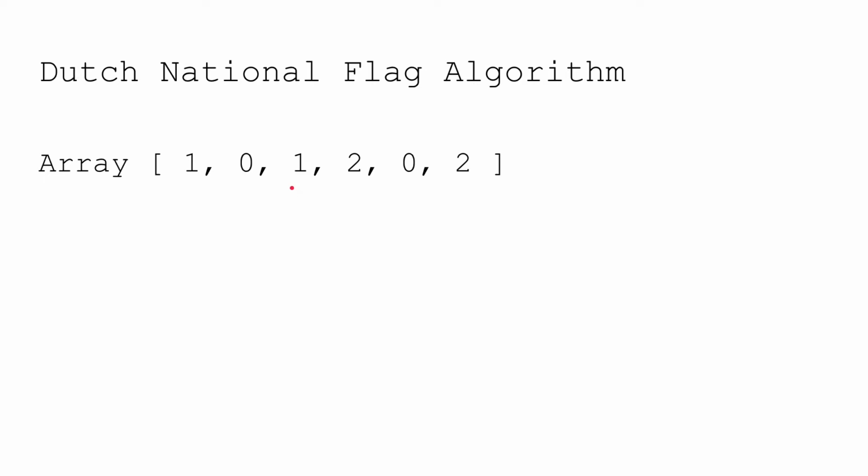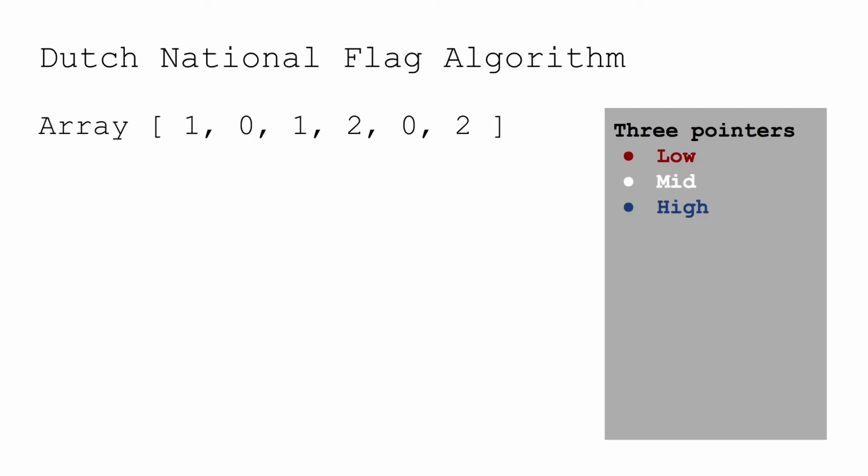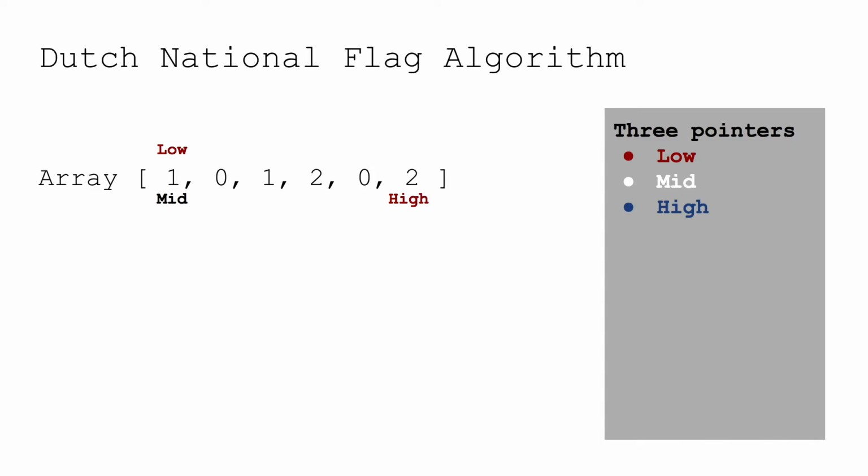For example, let's say you have this array, right? And we want to sort this array. To solve this problem using Dutch national flag algorithm, we need 3 pointers, low, mid and high. And initially we will set these pointers with some initial values. So for example, we will set the low pointer to the first element, and we'll also set the mid pointer to the first element and high pointer to the last element.